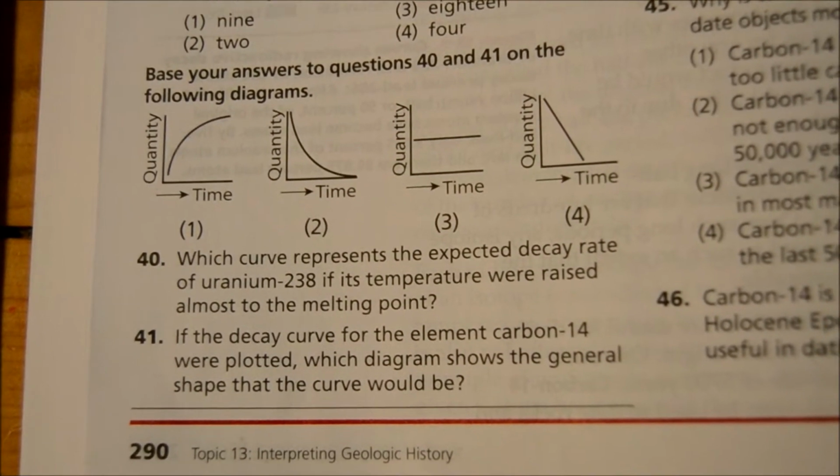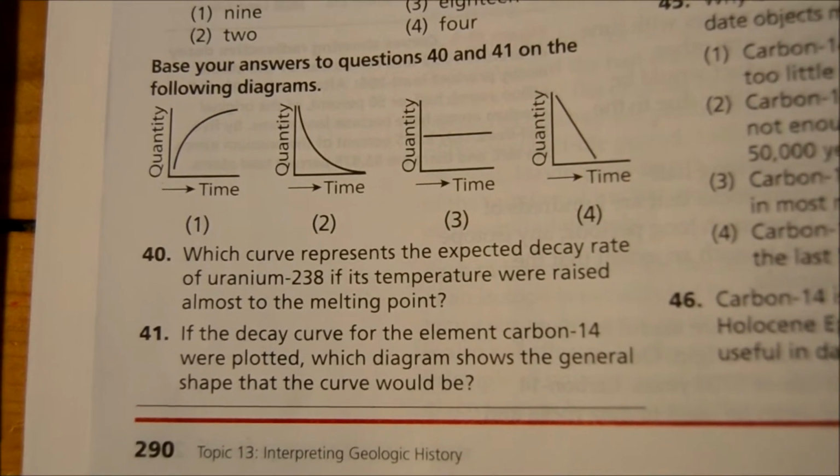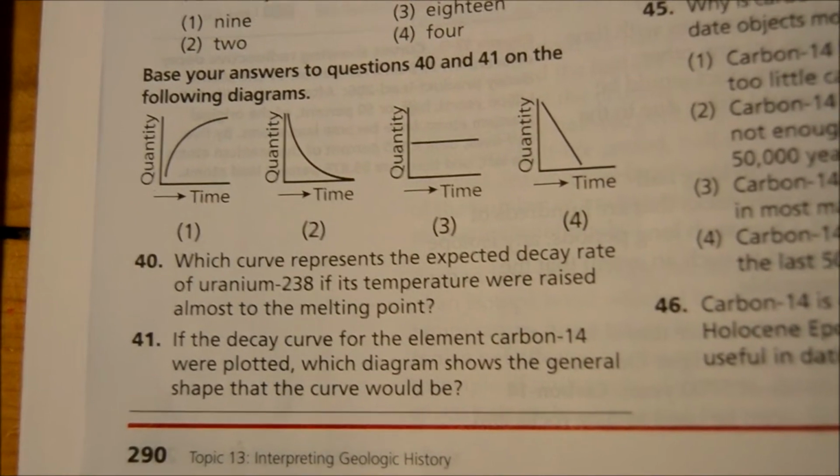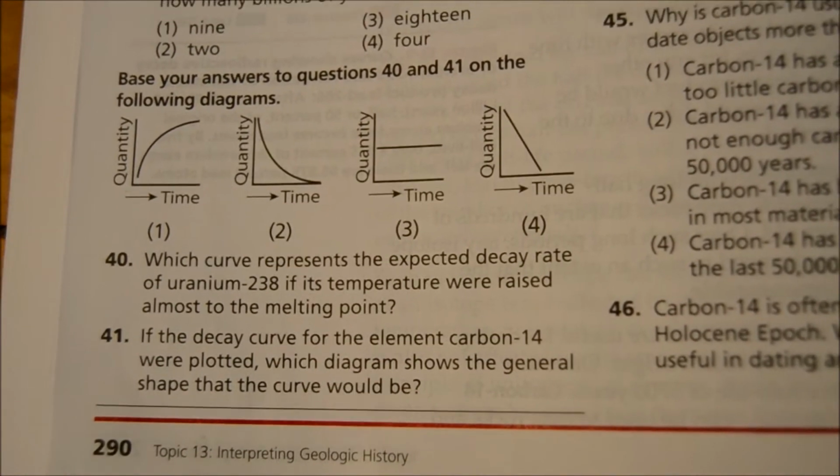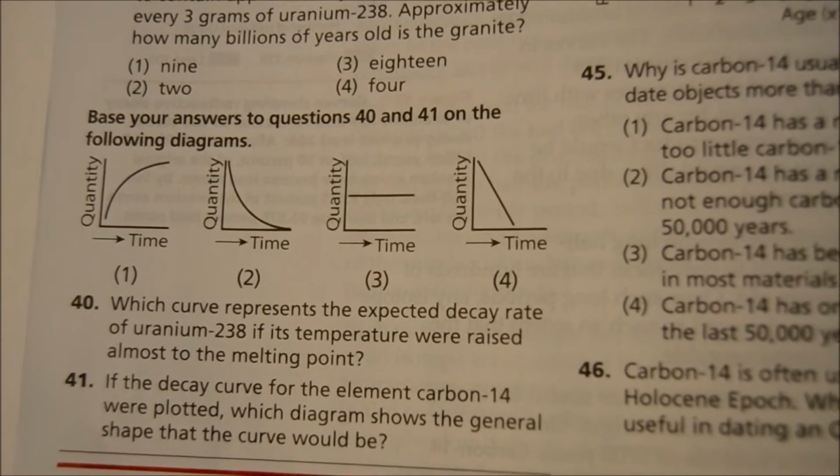41. If the decay curve for the element carbon-14 were plotted, which diagram shows the general shape that the curve would be? That too is answer 2. It is decreasing exponentially.